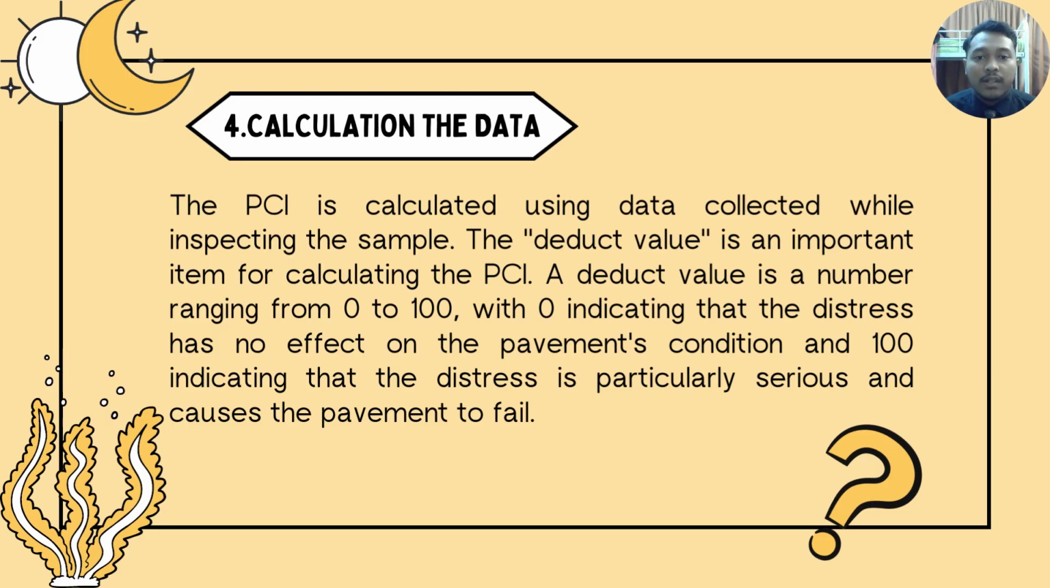Last is calculation of the data. The PCI is calculated using data collected when inspecting the sample. The deduct value is an important item for calculating the PCI. A deduct value is a number ranging from 0 to 100, with 0 indicating that the distress has no effect on the pavement condition, and 100 indicating that the distress is particularly serious and caused the pavement to fail.